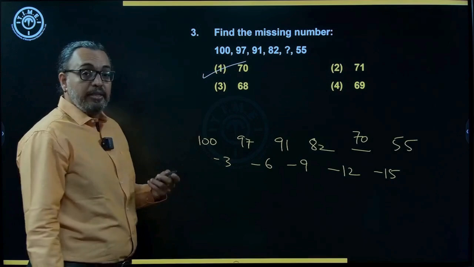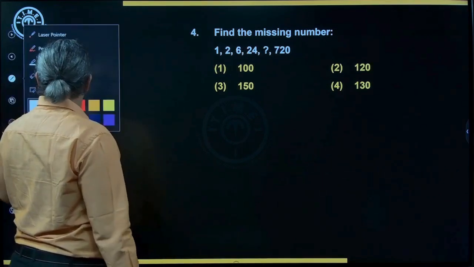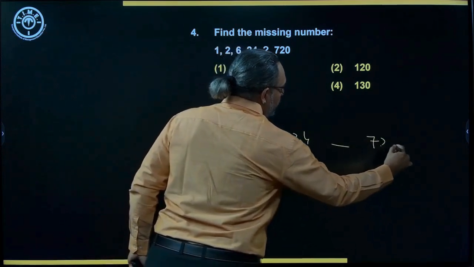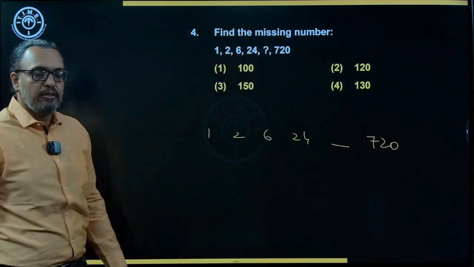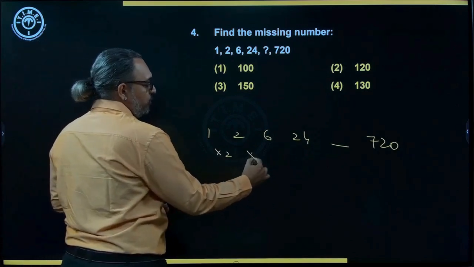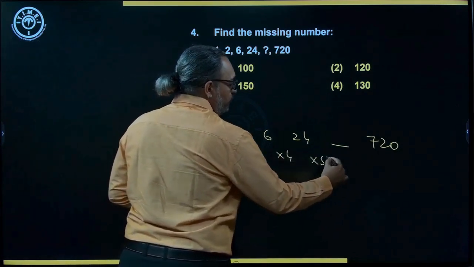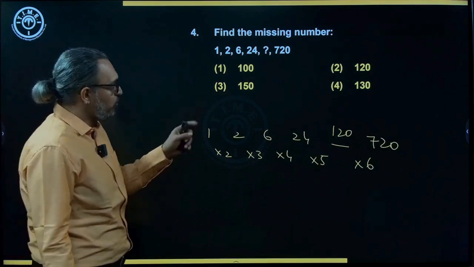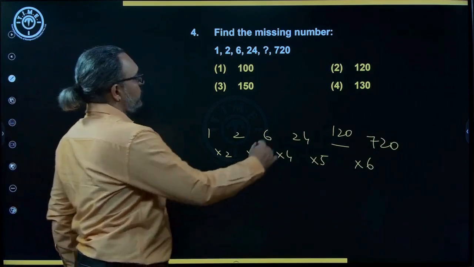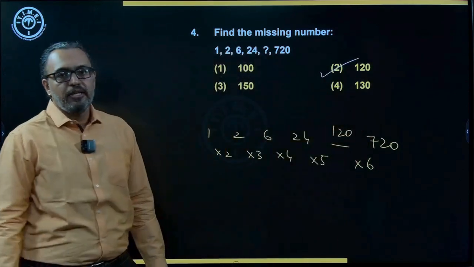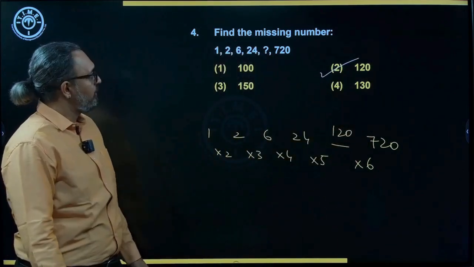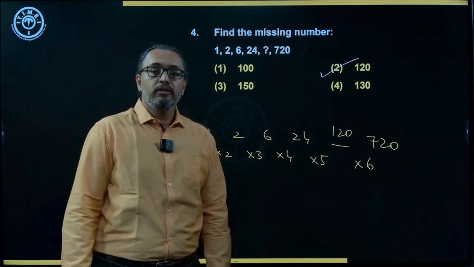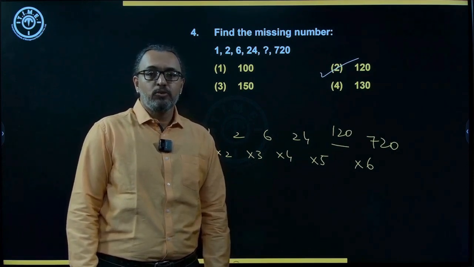Then next we have 1, 2, 6, 24, blank, 720. As you can see, the numbers are suddenly increasing, so you take product. This is into 2, into 3, into 4, so the next is into 5, and then into 6. So you will get 120, and 120 into 6 is 720, and you do have an option 120, so we select choice 2. Missing numbers: observe the numbers, then go according to the operators that suit those numbers.